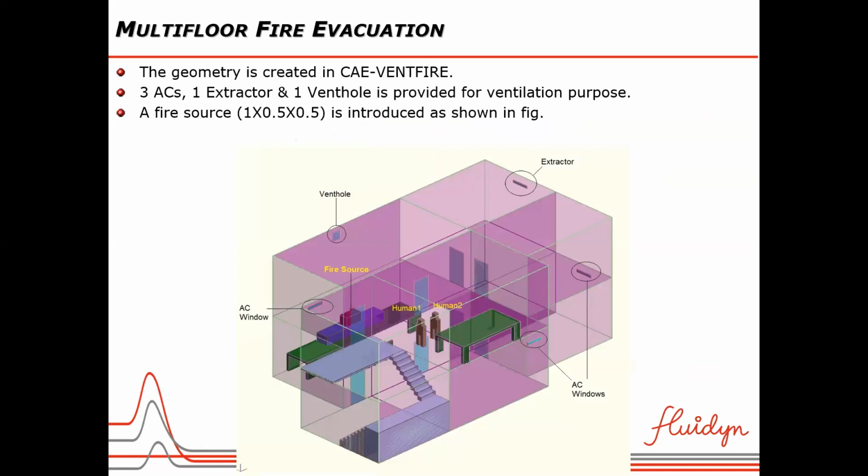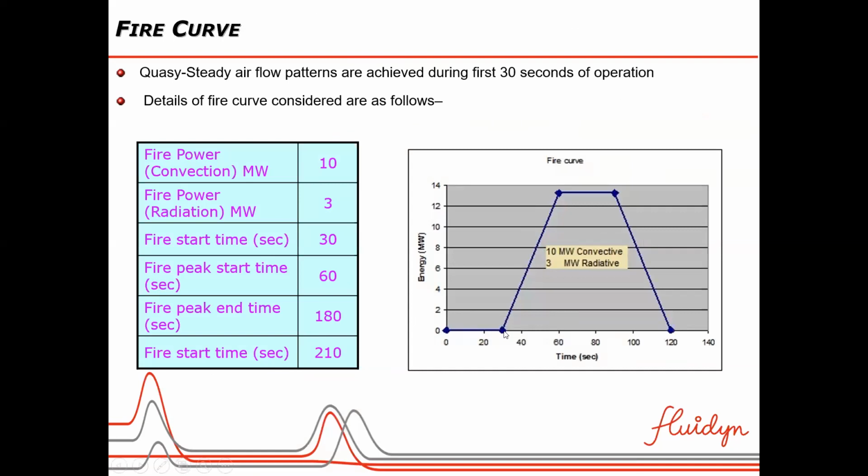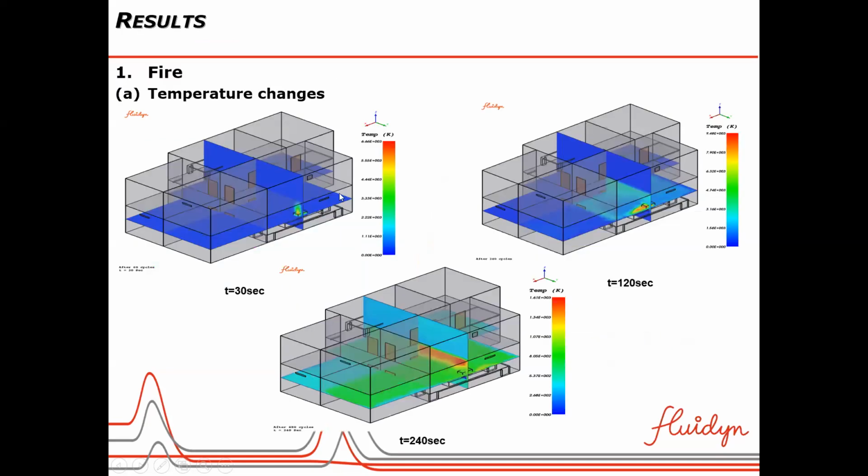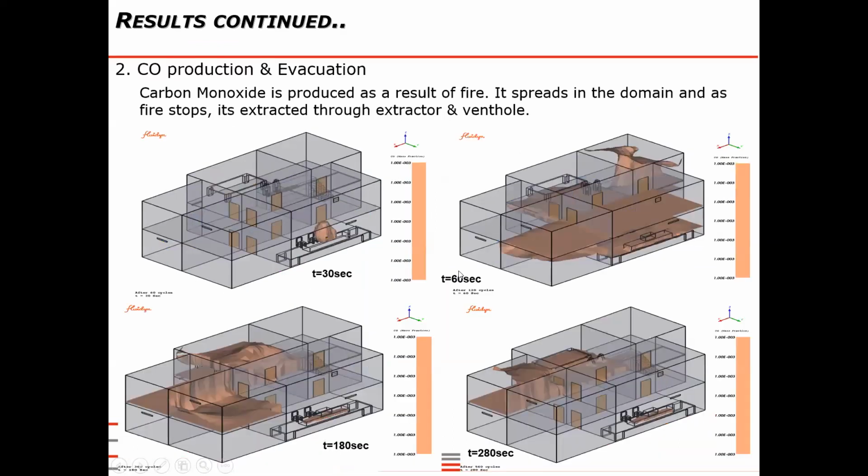This is another case, the multi-floor case. Suppose some fire comes, with a fire curve. They have specified some rate. Initially, from 0 to 30 seconds, the fire builds up in a transient manner. Then at one particular time, it reaches the maximum, and then it goes to 0. How much time will it take for evacuation? That was the main interest. It shows temperature variations with respect to time and smoke products during the evacuation process.